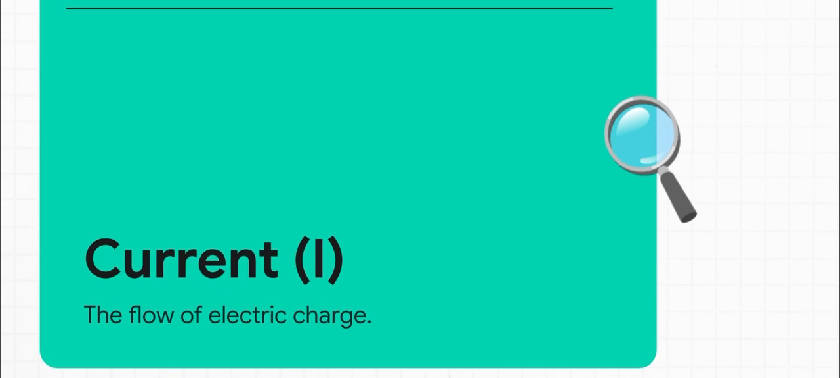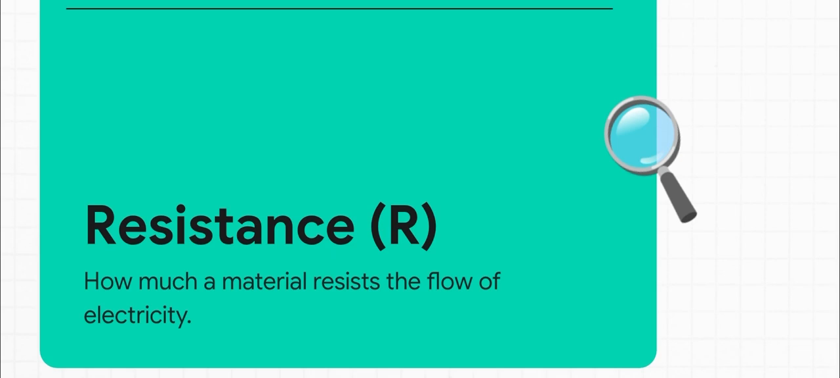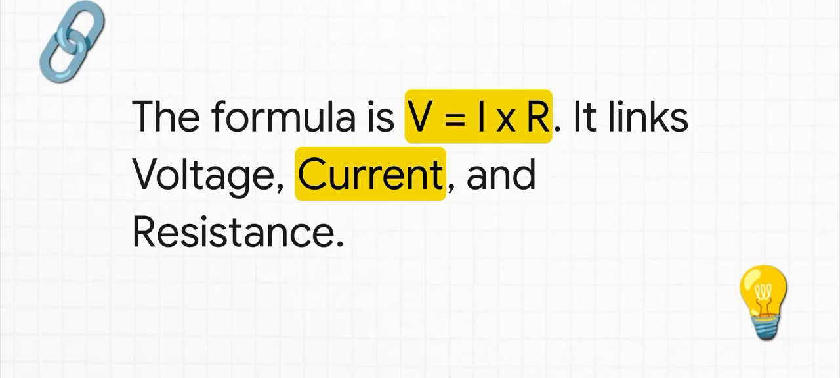Okay, next up is current, represented by the letter I. Now, if voltage is the push, then current is what actually happens because of that push. It's the flow itself, the real movement of that electrical charge through the wires. It's the stuff that's actually on the move. And finally, we have resistance, or R. Every good story needs a little conflict, right? Well, resistance is that opposition. It's how much a material fights back against the flow of current. It's the force that's basically yelling, "Whoa, slow down there." So we have the push, the flow, and the opposition holding it back.